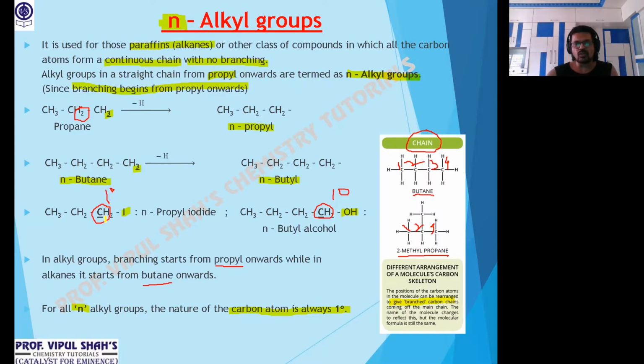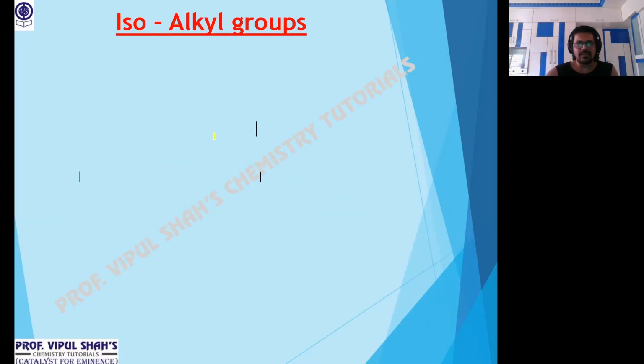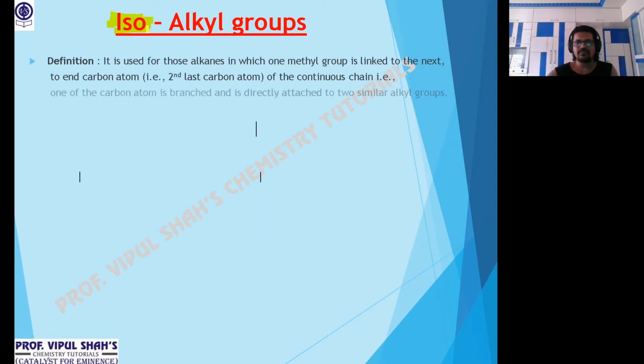Now, what if it is branched? What is it called? There are different names. First one we will start, isoalkyl. Iso means similar. What exactly is iso? Look at that. The definition first.